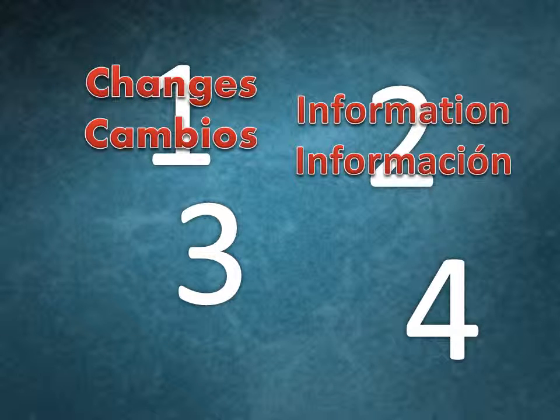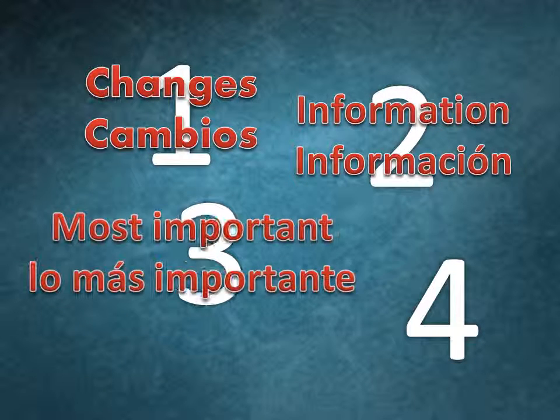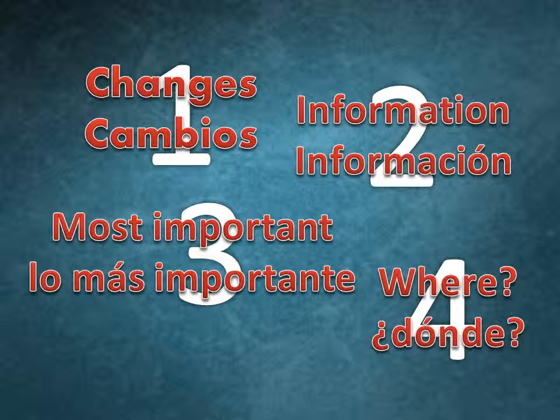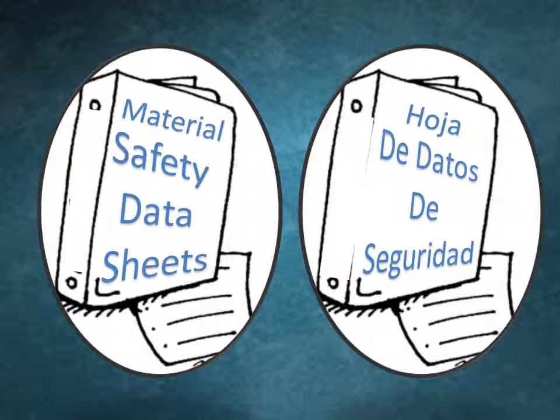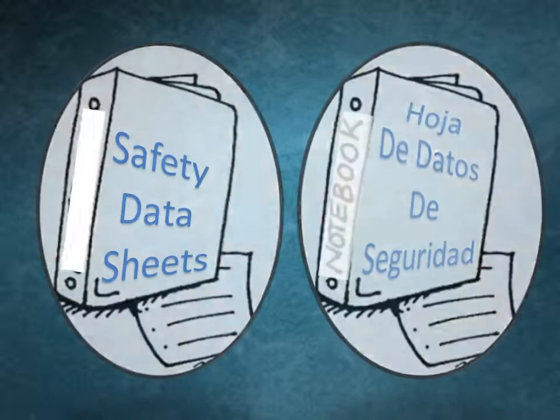Then, we'll talk about the information you find in them, why it's there, and we'll highlight the information that is most important for you to know about chemical exposure. And then I want to know if you know where to find them. So let's get started. What we've known as material safety data sheets are now called safety data sheets.